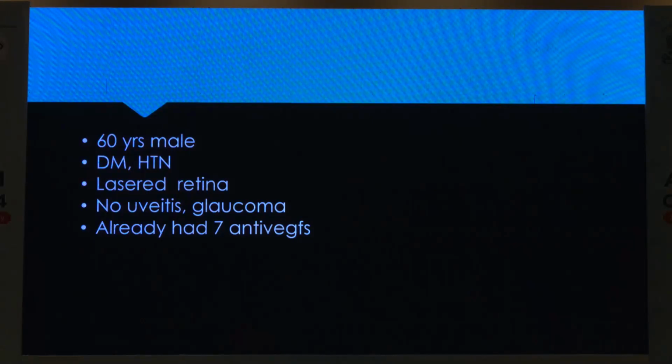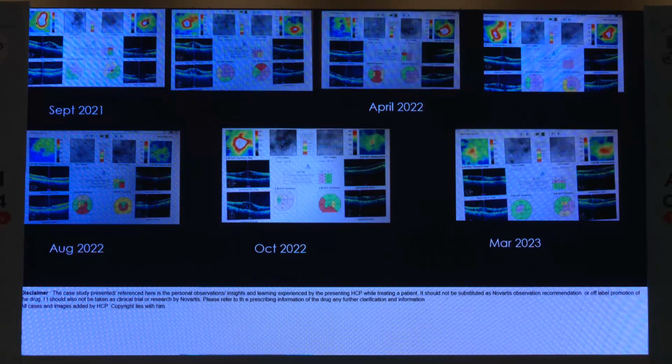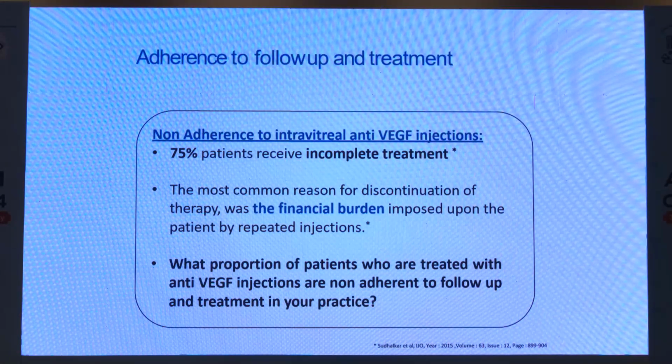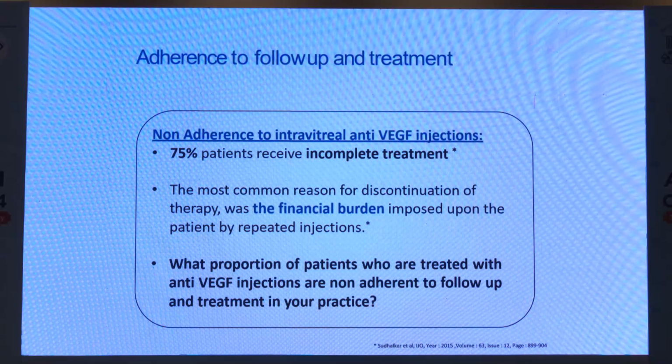60-year female, lasered retina, no uveitis, glaucoma, already had 7 anti-VEGFs, and this was our follow-up from September 2021, April 2022, and this is the last follow-up, which is June 24. So in the last 2 years, 2 months, we required only 5 injections. So if we are reducing the burden per injection to the patient, we are definitely giving him better vision with low financial burden also. So adherence to follow-up and treatment increases with this kind of treatment.